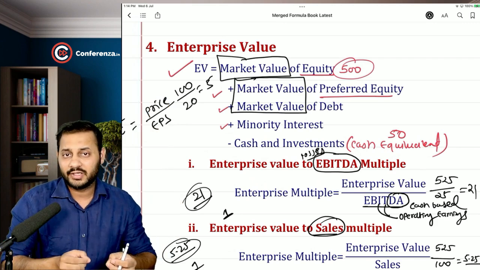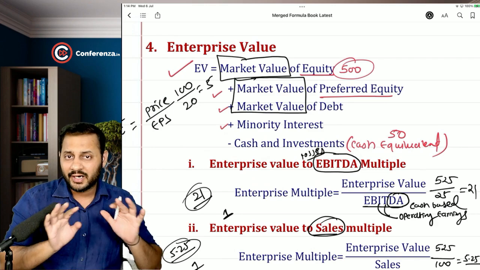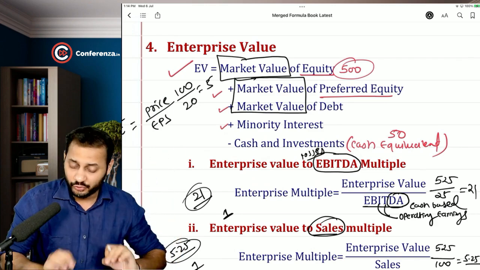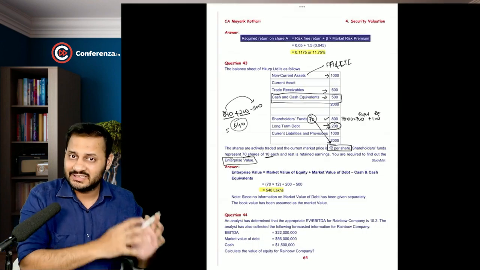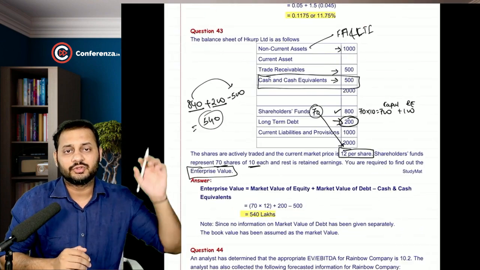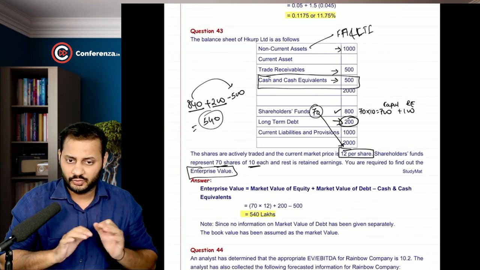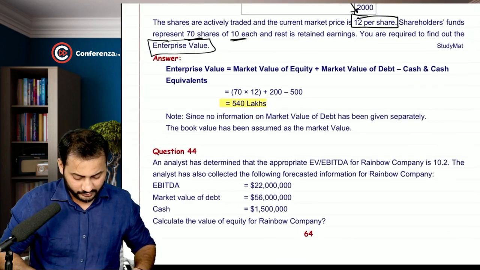Market value should be taken. Since there is no market value given for the debt in this question, we have assumed that the book value and the market value will be the same. And that's why the market value comes to 200 lakhs. Cool, enough. Let's move on to question number 45.